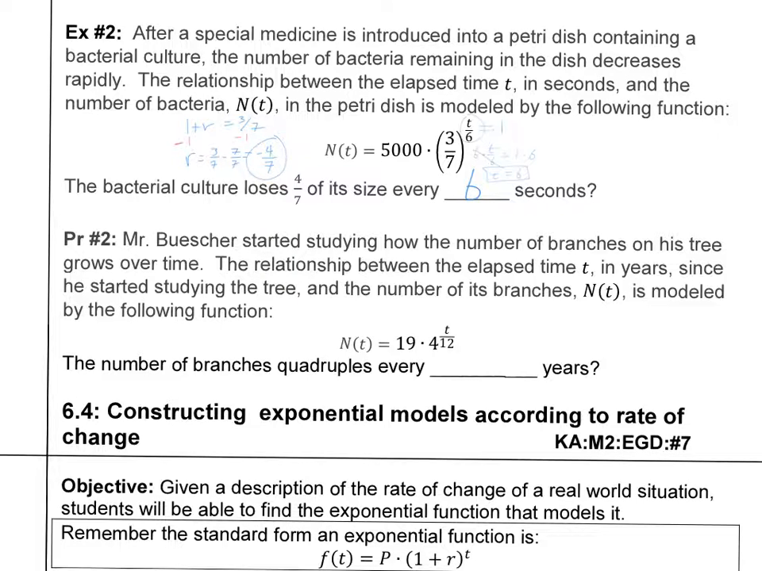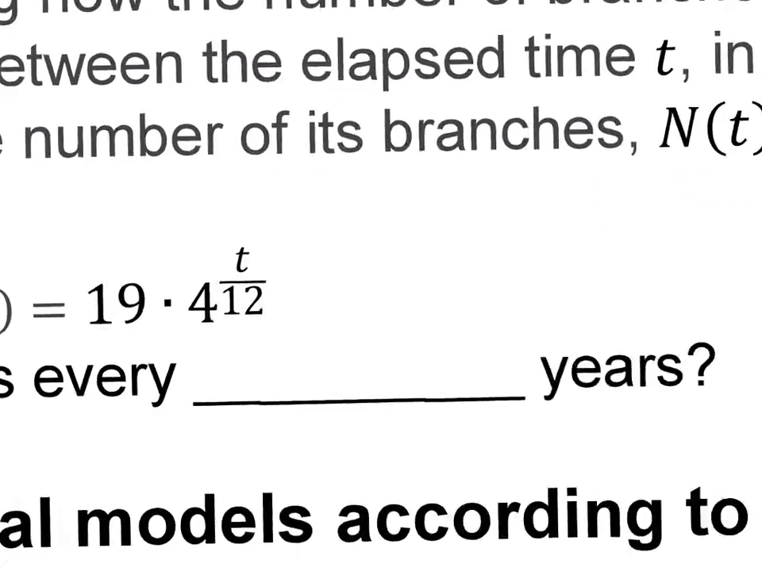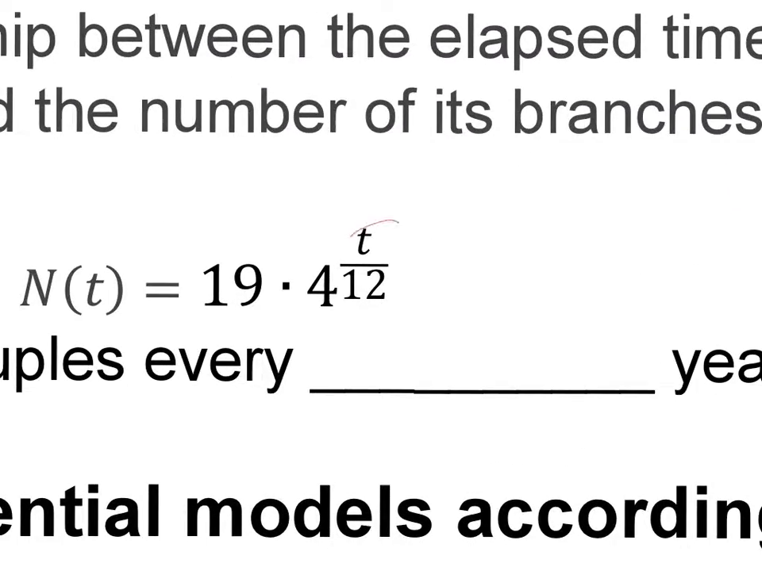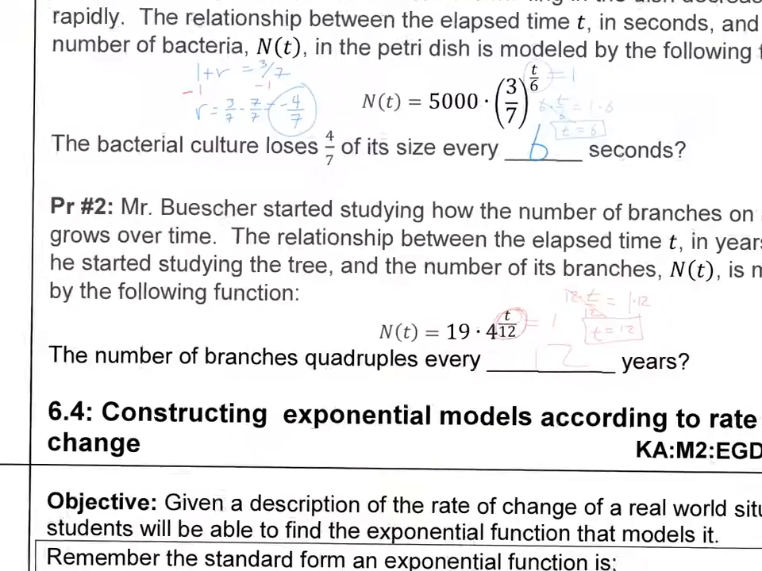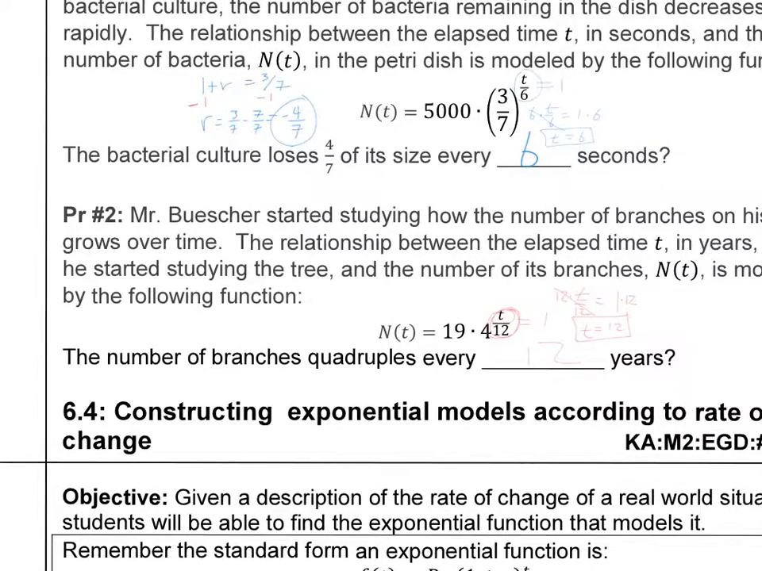Okay, well, once again, hopefully you saw. Remember, it's just when this exponent equals 1. So t over 12 has to equal 1. Well, that's pretty easy, right? It's going to be 12. I can do the algebra, multiply both sides by 12. But it's just t equals 12. It's going to take 12 years for it to quadruple. That's what that exponential equation means.